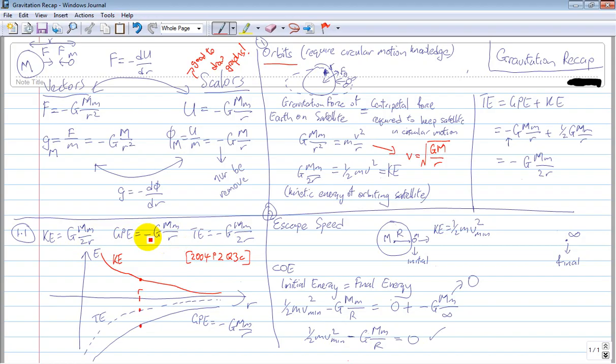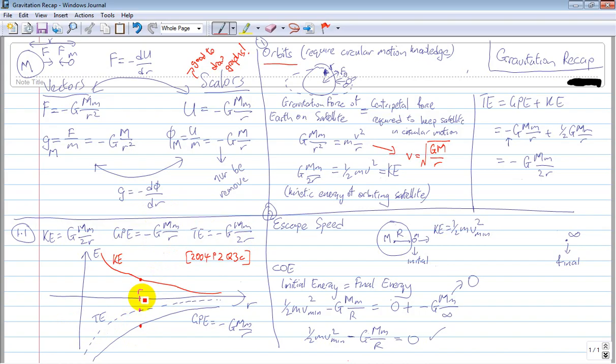The GPE graph is quite simple. You should be very used to this by now. Negative GMm over r is a curve that looks like that. Then we can plot total energy, because total energy is pretty similar to this. It's also negative GMm over r, but it's half of this GPE, because of the 2 here. So what does the half of the GPE graph look like? If GPE is minus 20, I should expect total energy to be minus 10. If this is minus 20, this must be minus 10.